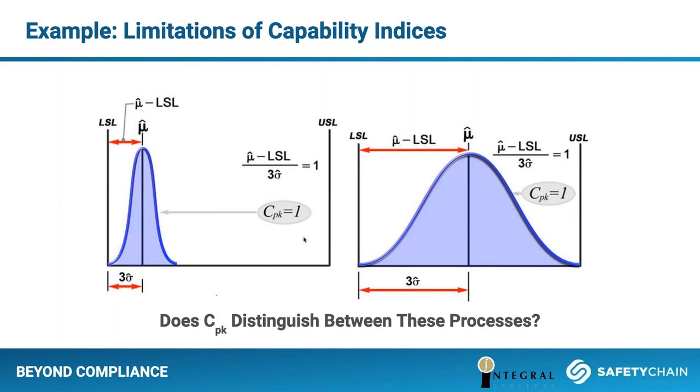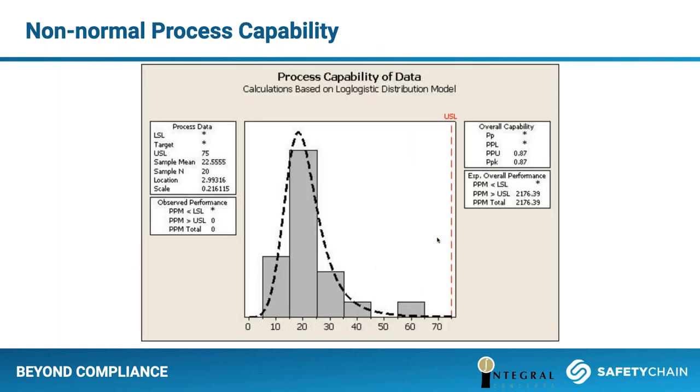So for me, capability is more about estimating what proportion of product is out of spec and measuring variability, because then it would be very clear this guy has way less variation than the right guy. I have a lot to say on capability, but moving right along, we can do a capability assessment whether our data is bell-shaped or not bell-shaped. It doesn't matter.